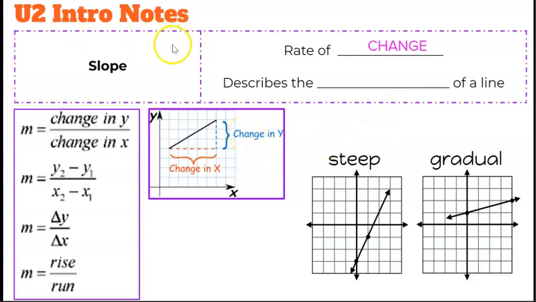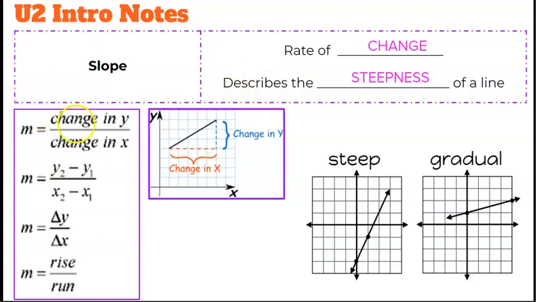Unit 2 intro notes. So we're going to review slope. Slope is what's known as the rate of change. It also describes the steepness of a line. So there are many different ways to find slope depending on the form or description that you're given for the information.